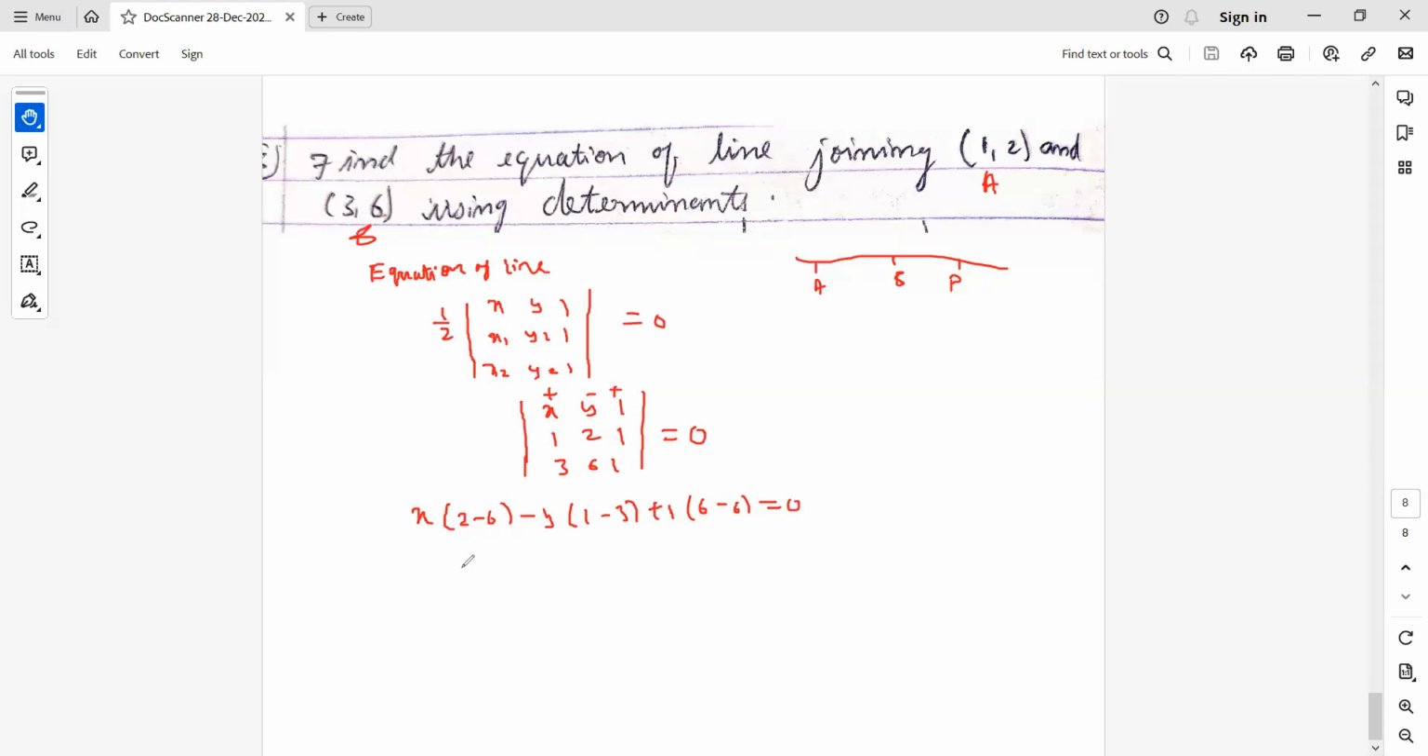On simplifying, 2 minus 6 is minus 4, so it will be minus 4x. 1 minus 3 is minus 2, minus into minus it will be plus 2y, and then 6 minus 6 is 0. So this will be equal to 0. We can write the equation in terms of y: 2y is equal to 4x, or y is equal to 2x. So y is equal to 2x is the equation of the straight line. Simple. All three examples we have discussed are based on the same formula, that is the area of a triangle.